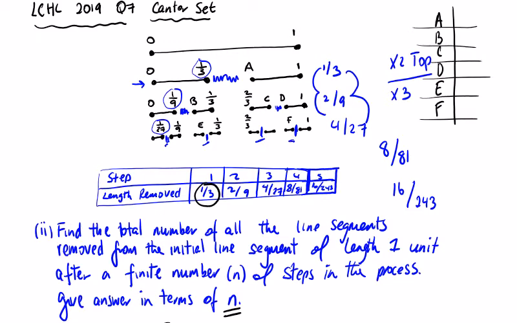Okay, A. Well, this is 1/3 and we're jumping the same distance to A. So A is going to be 2/3. B is this point here. So B is 1/9 and jump the same distance again. We're going to get to 2/9.